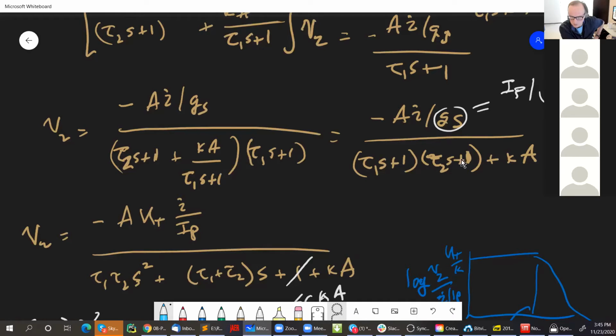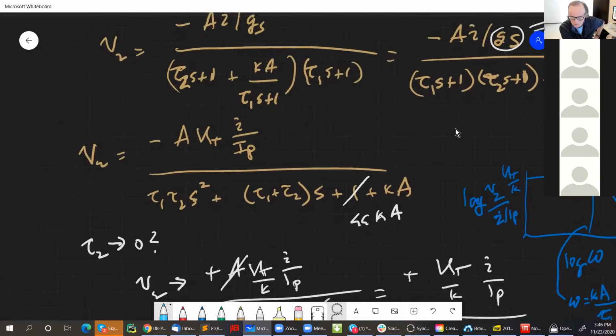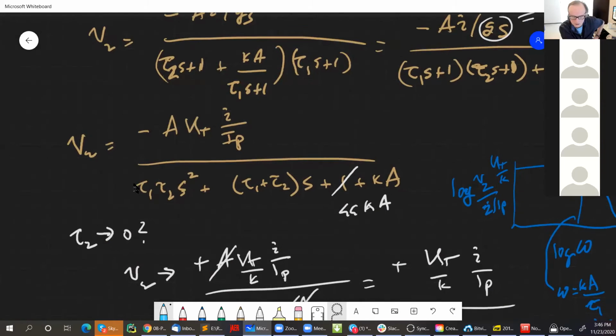Now, if you expand out this product here, what you get in the bottom is tau 1 tau 2 s squared, that's these two terms, plus tau 1 plus tau 2 s, that's taking the two middle terms, plus 1, that's just the 1 times 1, plus kappa A. Okay, you could just immediately strike out the 1 here because it's much less than kappa A. You know A is much, much bigger than 1, right? So you just get rid of the 1, right?